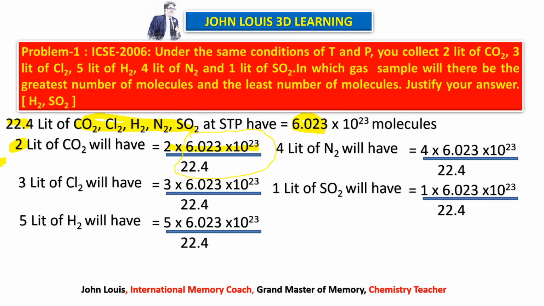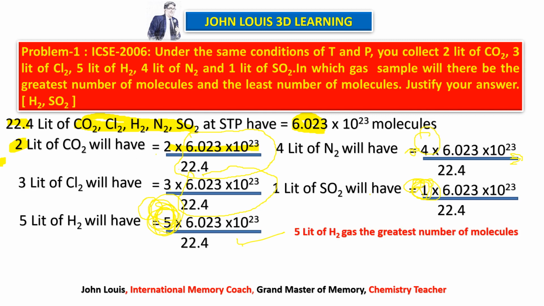Here the 6.023 into 10 to the power 23 value is the same in all cases, isn't it? Therefore this ratio will be the same. So which one will have the greatest number? Whichever has the greater number of liters will have the maximum number of molecules. Here it is 2 liters, here 3 liters, here 5 liters, here 4 liters, and here only 1 liter. Which is greater? The greatest is 5 liters, isn't it? Therefore this will have more molecules.